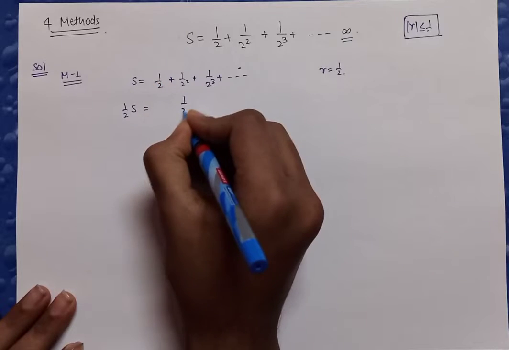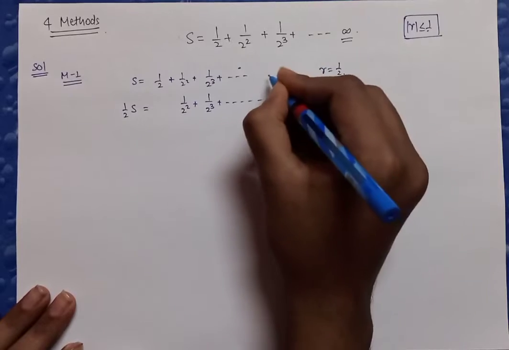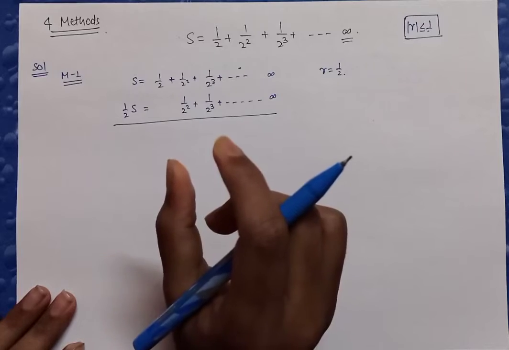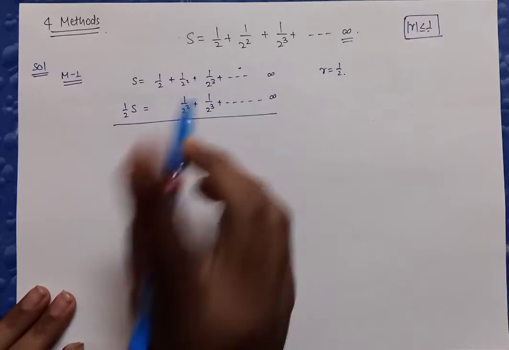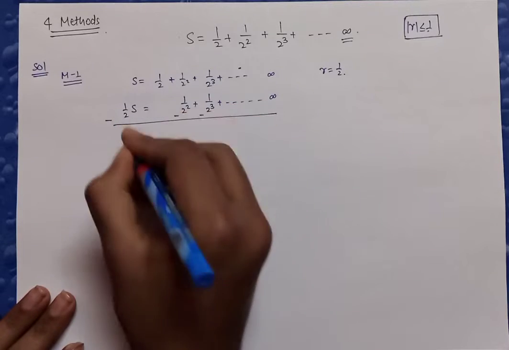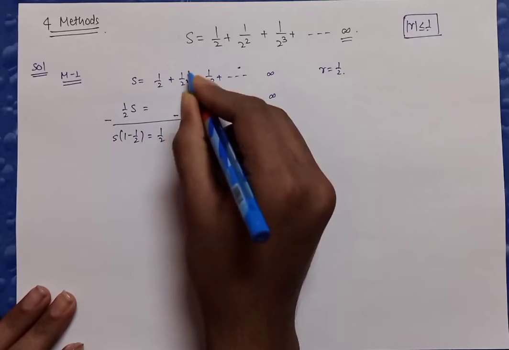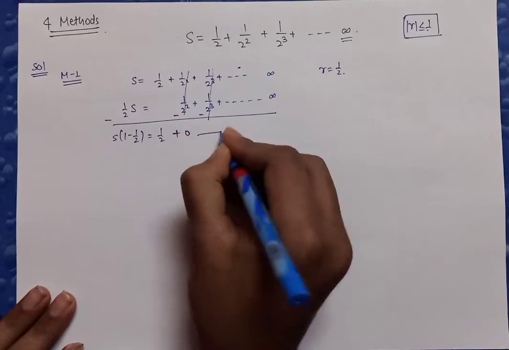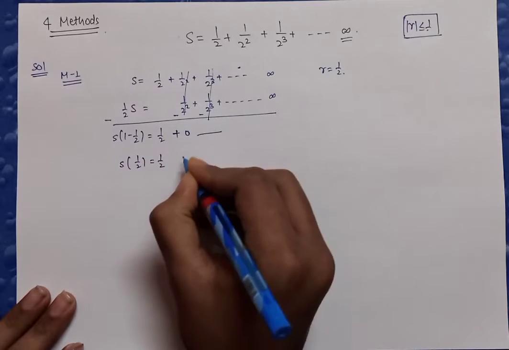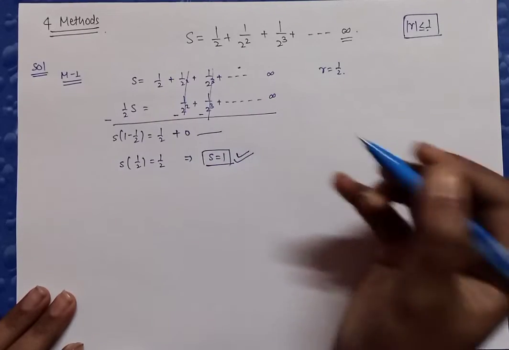Half into half, we will get half square. Likewise here also our power will increase. Likewise we will write. We have just used a small concept here, shifting right by 1 unit, one place. Now let's subtract the equations. What I will get, s times (1 minus half) equals half. This will get cancelled out, this will also get cancelled out, so 0. Now s(1 minus half) equals half. If you simplify, you will get s equals 1. So this is one of the methods where I got the summation as 1.